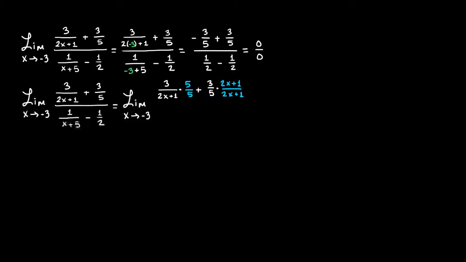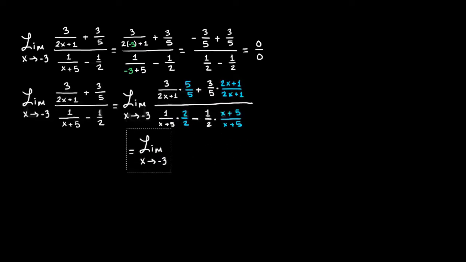This will be all over the other fraction below, which is 1 over x plus 5, times the other denominator, which is 2. So it will be times 2 over 2. It will be plus, minus 1/2 times the other denominator, which is x plus 5, so x plus 5 over x plus 5. There it is. Now let's proceed with the algebra and see what we get.